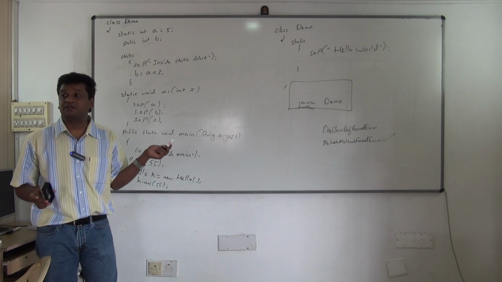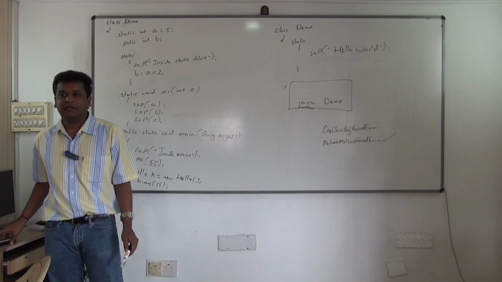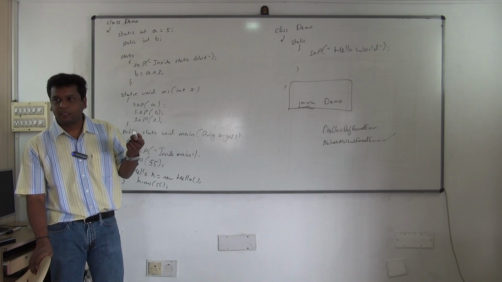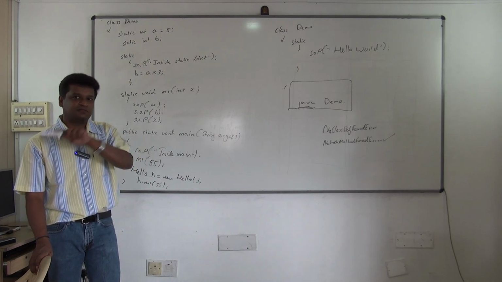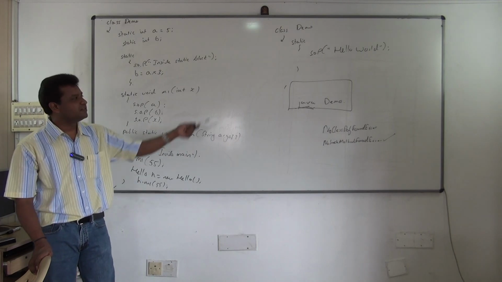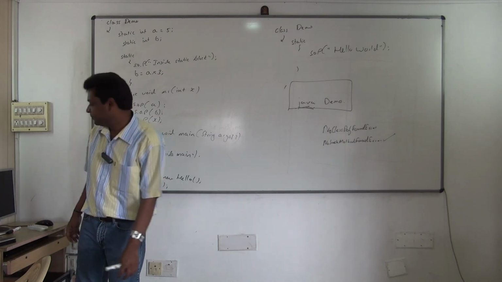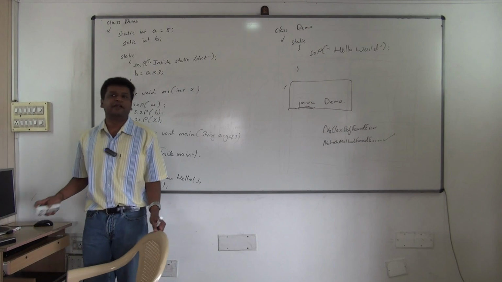So see these three examples which I discussed. Accessing instance members in static context. First we'll see that, then we'll see this program, then we'll see this. Then there are more examples.